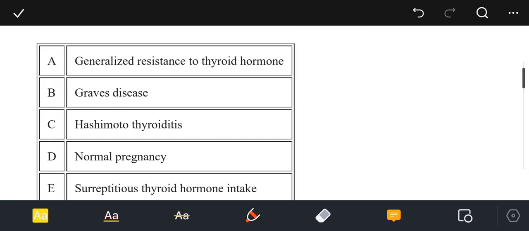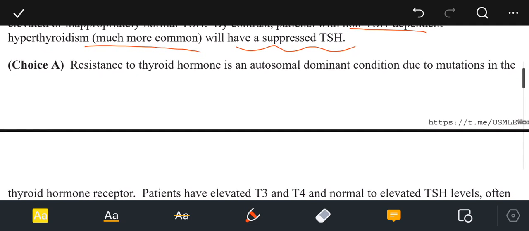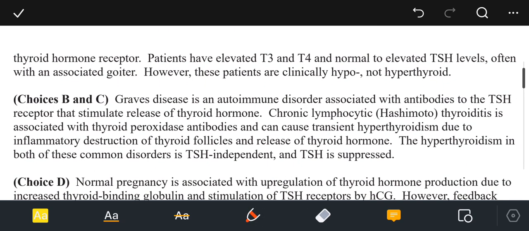The choice A, that is generalized resistance to thyroid hormone, is not the option of choice because resistance to thyroid hormone is an autosomal dominant condition due to mutations in the thyroid hormone receptor. Patients have elevated T3 and T4 and normal to elevated TSH levels, often with an associated goiter. However, this patient is clinically hyperthyroid, not hypothyroid.